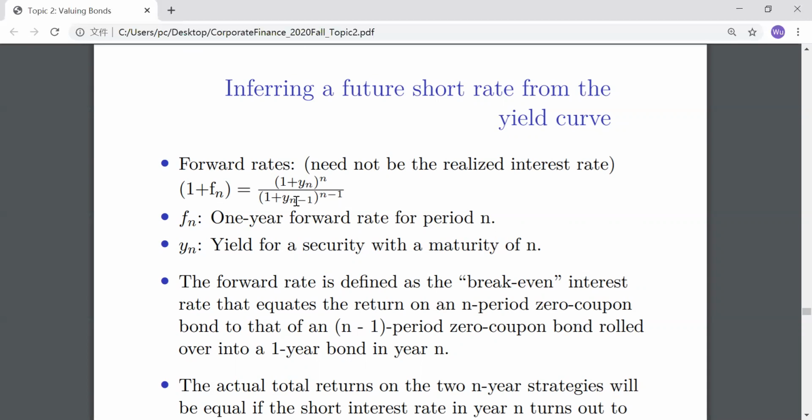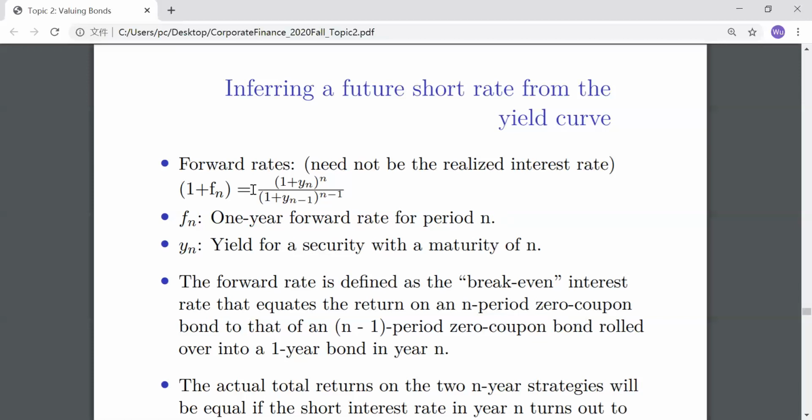So again, this logic is very similar to when we talked about yield curve uncertainty. The only difference is that there, the future short rate from year n minus 1 to year n is known. It is called a short rate. It is already known, because we were talking about the world where interest rates are known. But here they are not known. They are expected rates. Therefore, we call it the 1 year forward rate for period n.